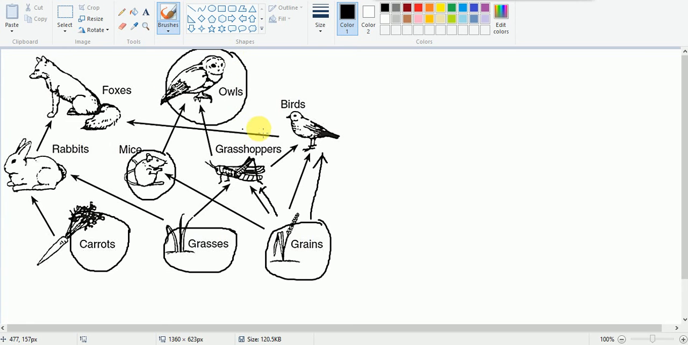At the same time, owls also eat grasshoppers. And grasshoppers are also eaten by these birds. And the birds are again eaten by foxes, and foxes also may eat rabbits, whereas rabbits may eat these grasses as well as carrots also. So in this way, these food chains are interlinking, interlocked, and this is what I call food web.